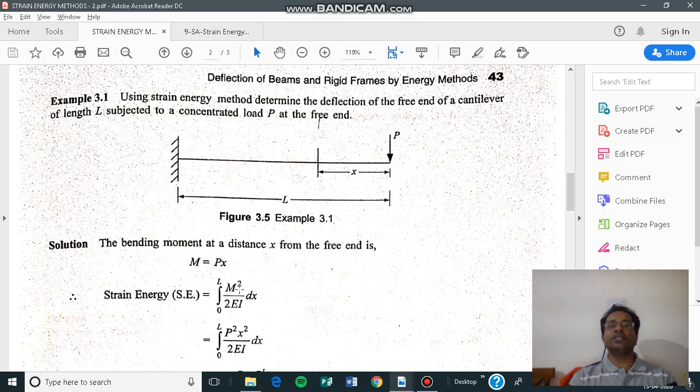So what is M? M is nothing but the bending moment. To calculate the bending moment at any arbitrary section for this cantilever beam, if I take a distance x from the free end, then my equation is P into x. Alternatively, you can say minus P into x. If I take the sign into consideration for calculating the bending moment, then M is equal to minus of P into x.